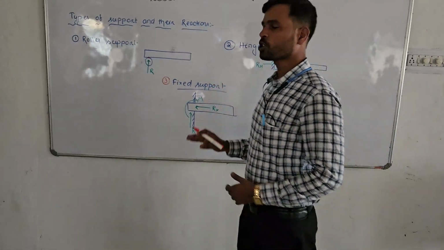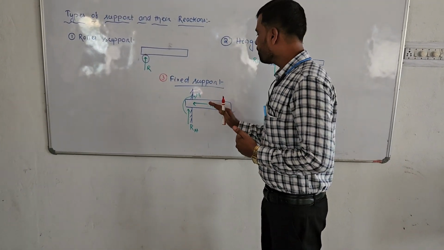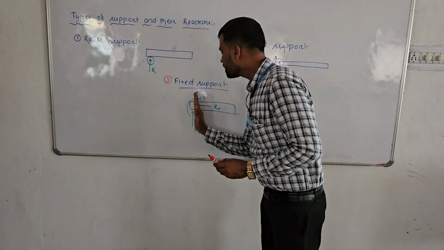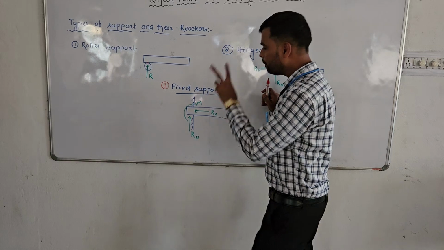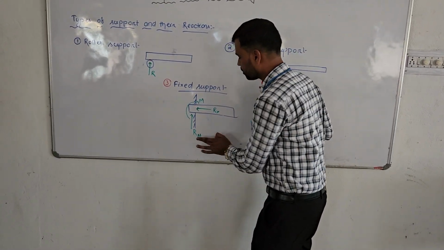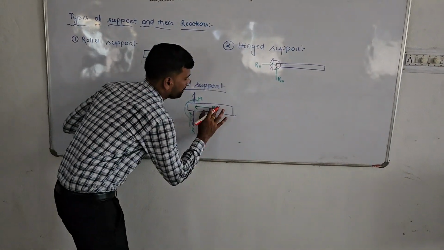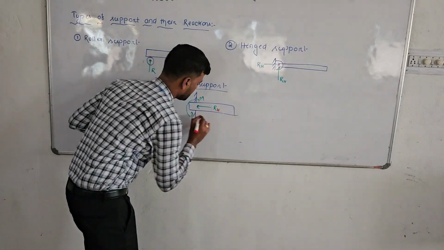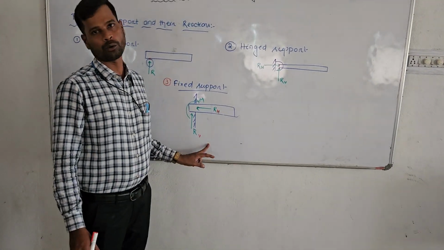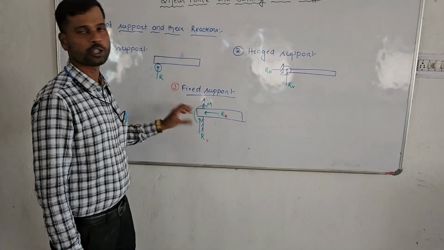The third one is fixed support. Fixed support means, as I told you previously, these types of beams are fixed at both ends or a single end, whatever, but it is fixed. So in this case you will get two reactions and a moment. One is along the vertical direction, RV, along the horizontal direction, RH, and another one is a moment. Maybe it is a clockwise moment, maybe it is a counterclockwise moment, depending upon the position of the beam or the position of the support.